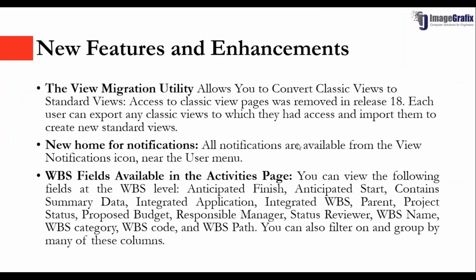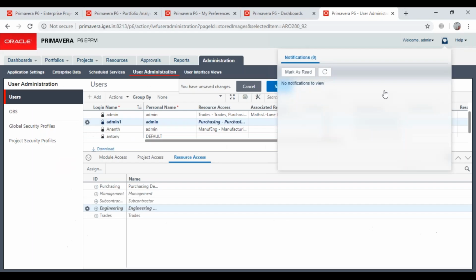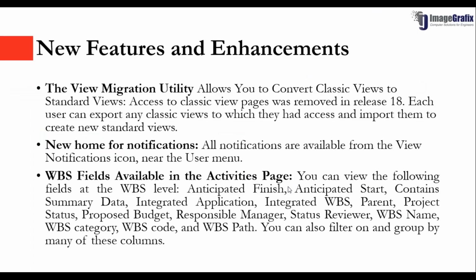The next feature is WBS fields available in activity space. Now Oracle has given an option for you to filter all these fields at WBS level, which are anticipated start, anticipated finish, parent project status, proposed budget, responsible manager, etc. And you can filter on and group by these columns as well.